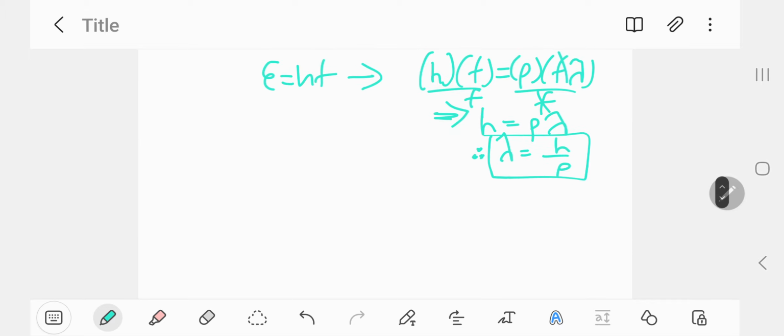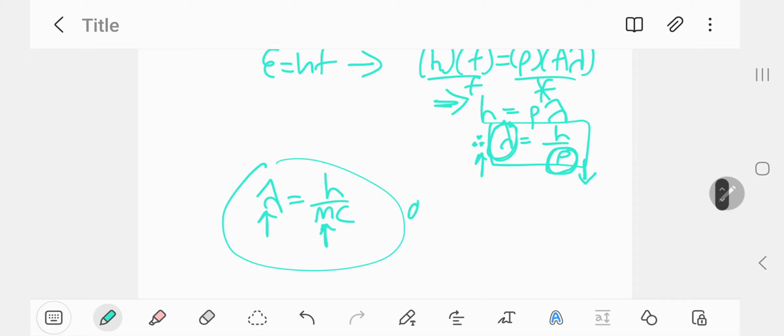So in other words, as the wavelength of light increases, the momentum of the light wave decreases. This equation here, lambda equals h over, let's put it like this, mc. Lambda is a wave property. M is a property of a particle. So this is called de Broglie's wave-particle duality.